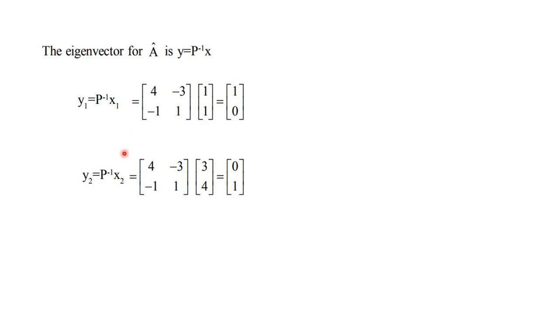That is the eigenvector for A cap corresponding to the second vector. The second vector x2 is (3, 4). So we have y2: take P inverse, which is (4, -3; -1, 1), into (3, 4). That is 4 into 3 is 12 minus 3 into 4 is 12, and 12 minus 12 is 0. Minus 1 into 3 is minus 3 plus 1 into 4 is 4, and minus 3 plus 4 is 1. So the eigenvectors for A cap are (1, 0) and (0, 1).